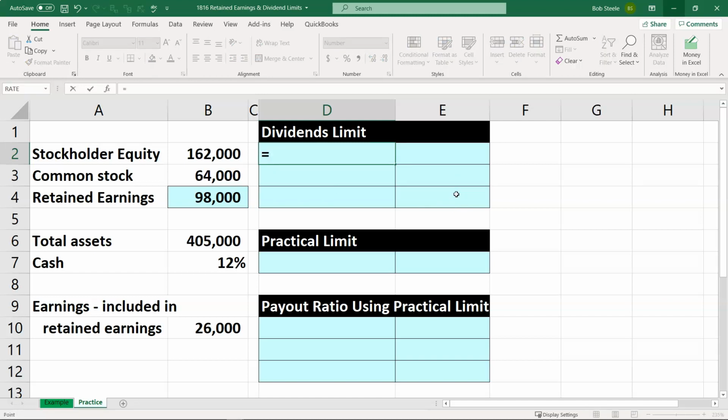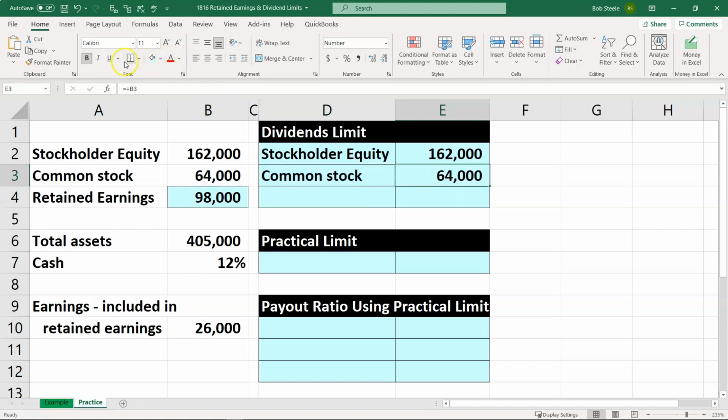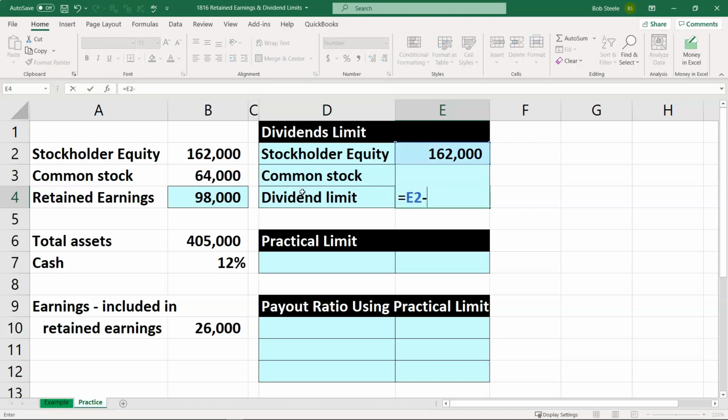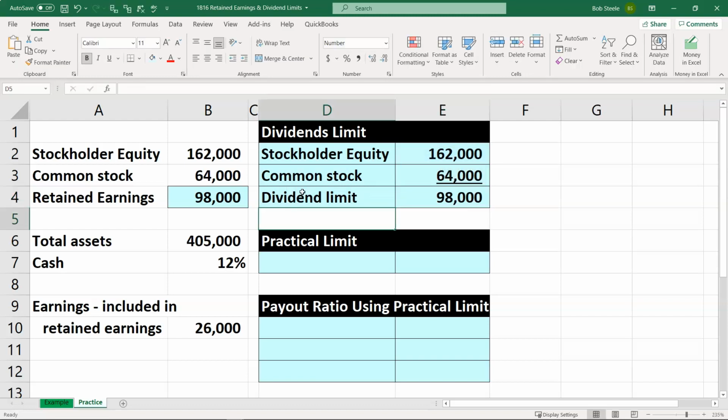We'd have the stockholders' equity at the 162,000. We have the common stock at the 64, and underlining that would give us our retained earnings, which we're going to call here our dividend limit. So the dividend limit is generally the retained earnings. That's how much we can basically pay out.